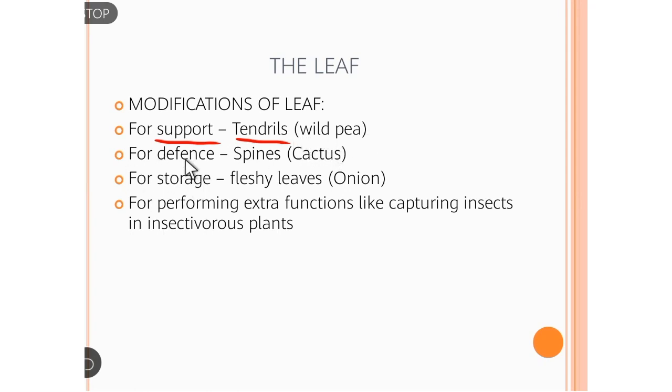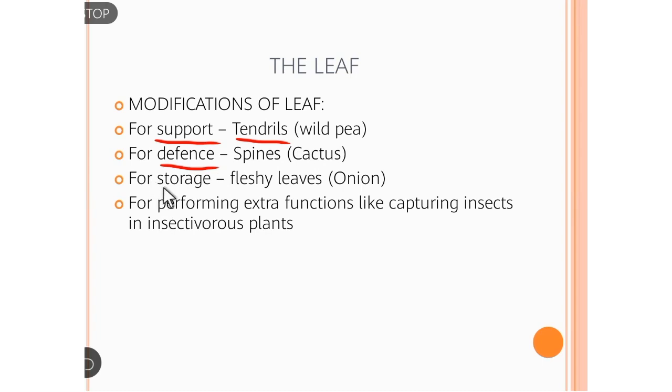Now the second one is for defense. Some leaves are modified as spines to protect from grazing animals. Now in the case of cactus, it is not actually for defense. In cactus, as we know, it grows in a dry desert area. So leaf, as we know, is a portion of the plant where major loss of water takes place. So as to reduce the loss of water in such conditions, the leaves are reduced to a spine-like structure, which are known as spines, to reduce the water loss. So that is the case of cactus.